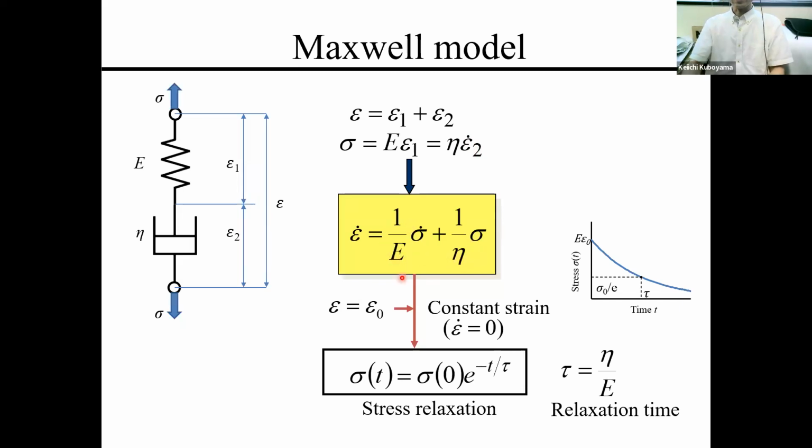And when you combine both of them, you can easily make this equation. And when you solve this equation using the initial condition, in this case, the strain is constant, you can solve the equation like this: the stress is sigma 0, the stress at time equal 0, times exponential of minus t over tau. Tau is the relaxation time. So this equation can explain this relaxation process.